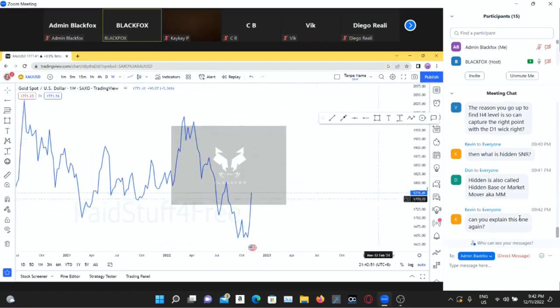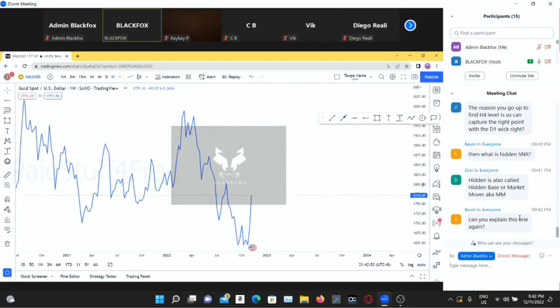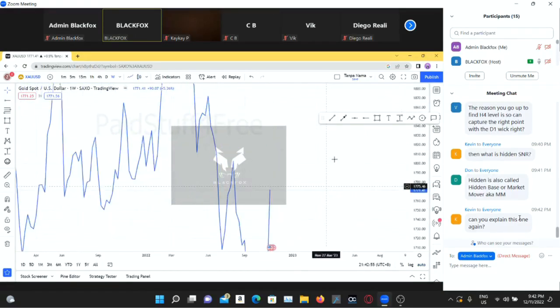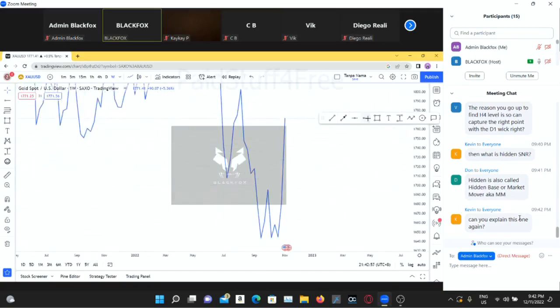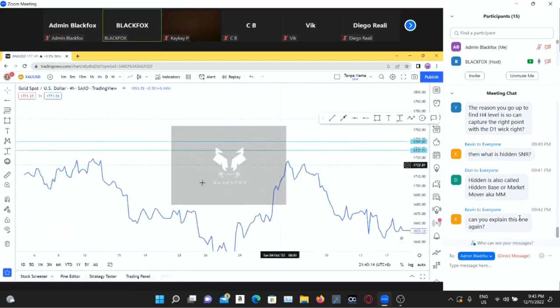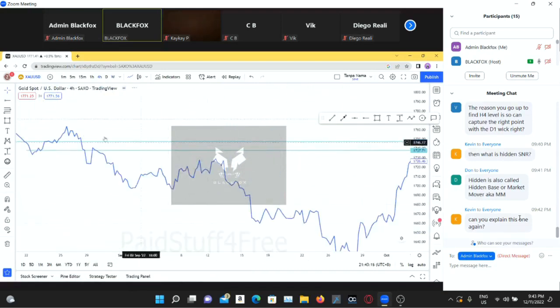Line chat. So hidden. Okay, this one hidden also. This one hidden, right? This one hidden. This one hidden. Okay. So for hidden SNR, we will find resistance inside the hidden. So there is SNR inside.